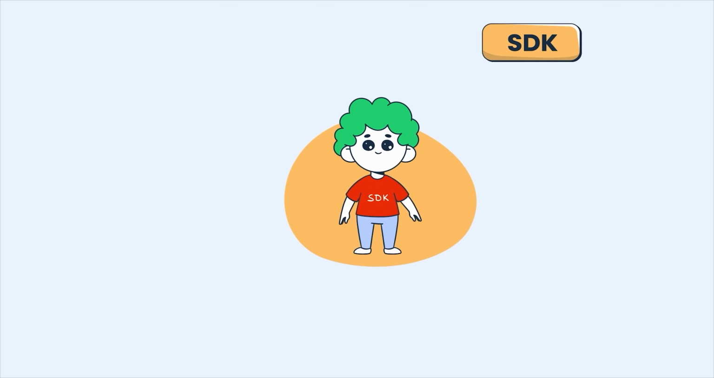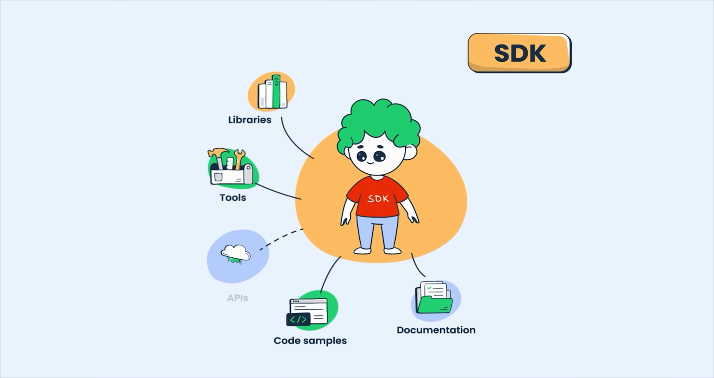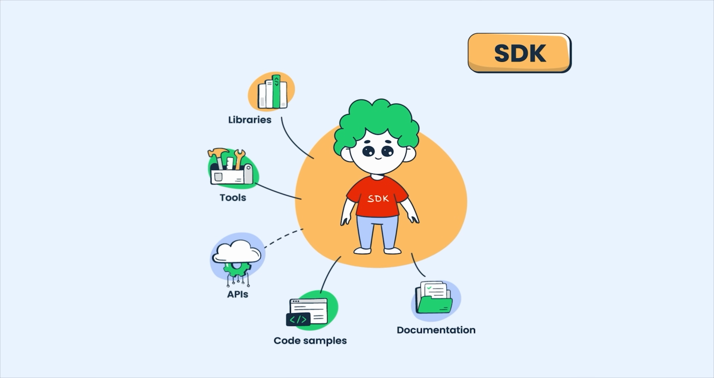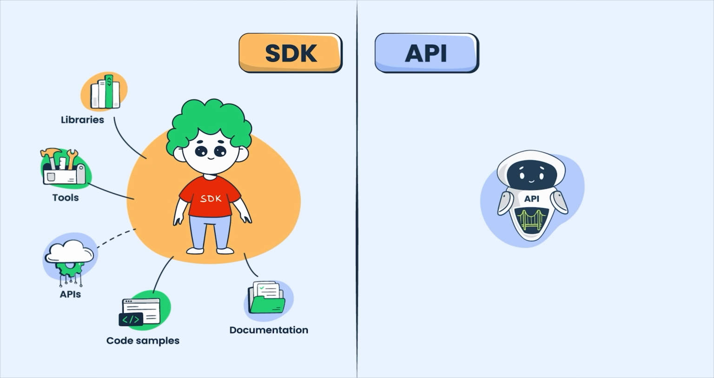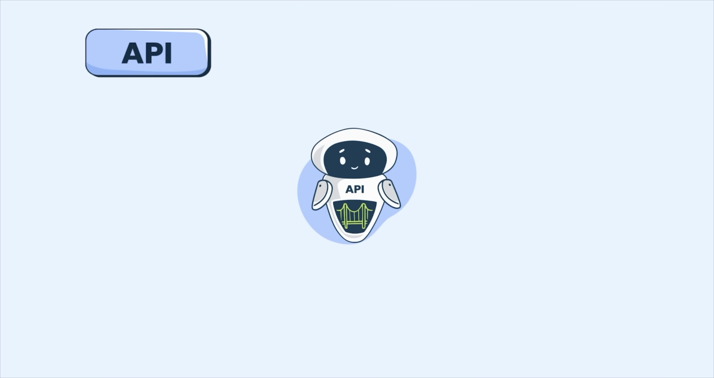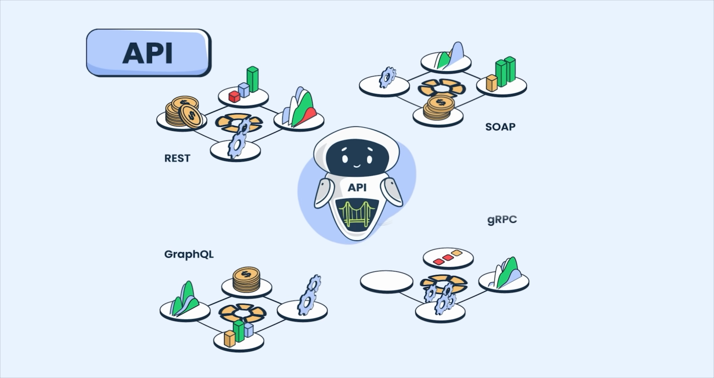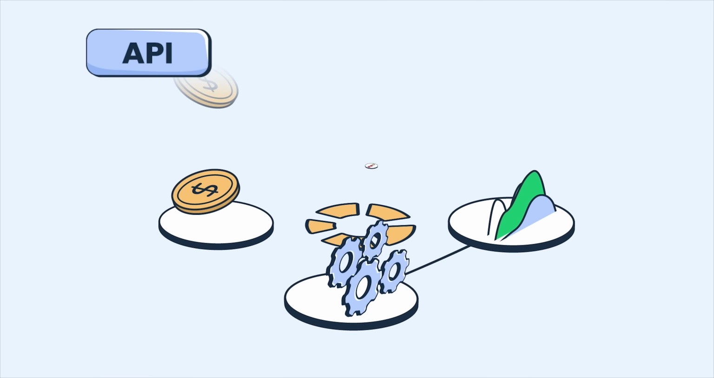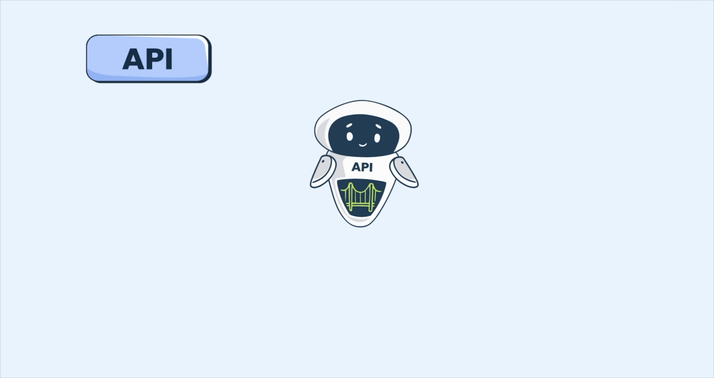An SDK, or software development kit, is a collection of tools, libraries, documentation, code samples, and sometimes APIs that developers use to build software applications for specific platforms, frameworks, or devices. API, or Application Programming Interface, is a set of rules and protocols that allows apps, computers, or software to communicate with one another. APIs can operate in different architecture styles, such as REST, GraphQL, SOAP, and gRPC. REST APIs are the most common and flexible, so we'll be comparing SDK to REST API.